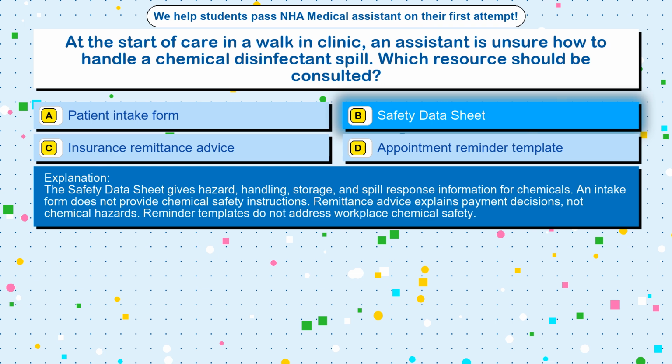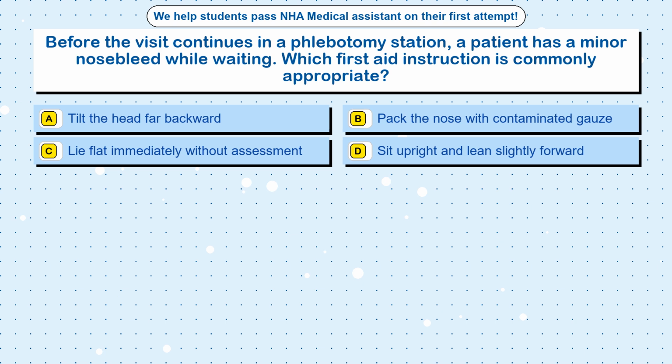An intake form does not provide chemical safety instructions. Remittance advice explains payment decisions, not chemical hazards. Reminder templates do not address workplace chemical safety. Question 52. Before the visit continues in a phlebotomy station, a patient has a minor nosebleed while waiting. Which first aid instruction is commonly appropriate?